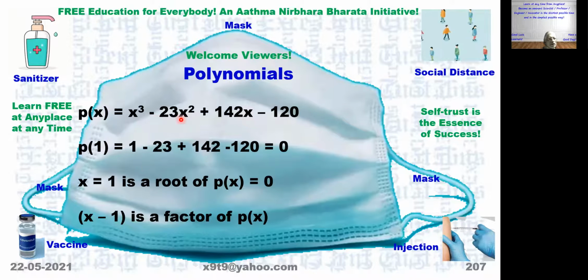So the given polynomial is this one, p of 1 is equal to 0. That means x is equal to 1 is a root of p(x) equal to 0. This is called the polynomial equation. Or x minus 1 is a zero of the polynomial that is given there. So taking this to the left hand side, we get a factor. So x minus 1 is a factor of p(x).